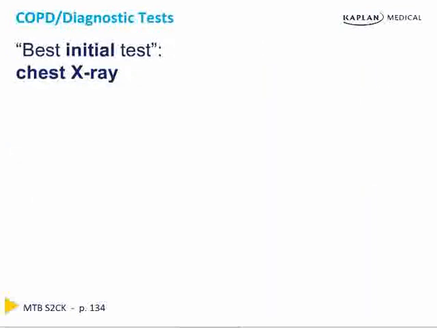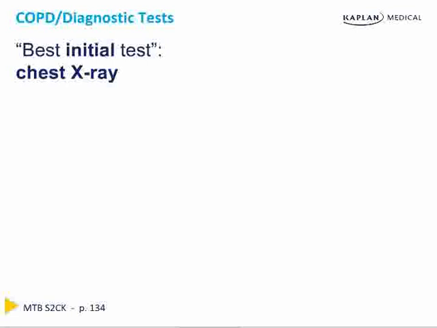As we discussed with asthma, the USMLE Step 2 will often test us on what is the best initial test to order in a certain clinical scenario. In the case of COPD, a chest x-ray is a logical choice, mostly because these patients will present with shortness of breath, large amounts of sputum production, and a cough. Pneumonia is definitely on the differential and must be ruled out.